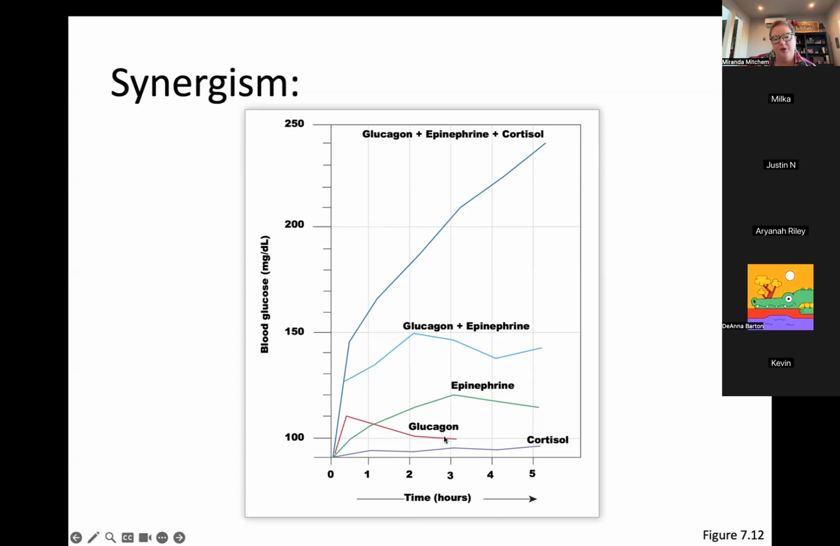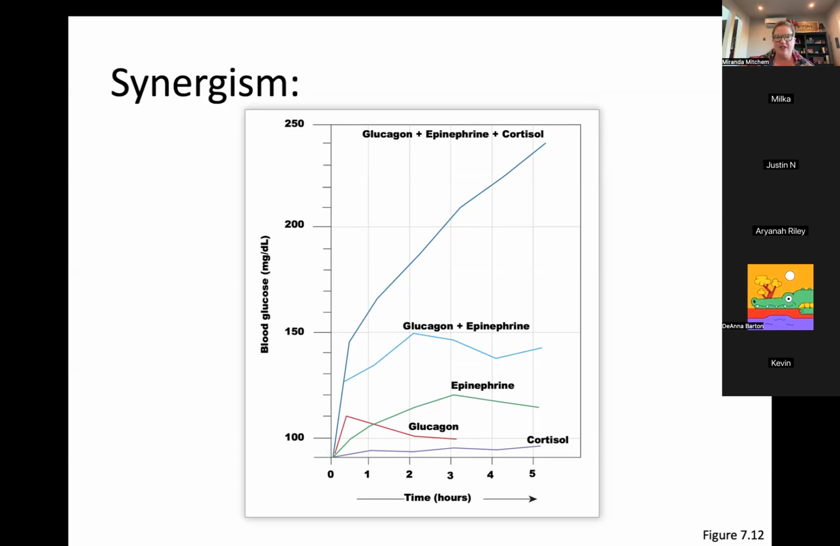If we take the amount from glucagon and the amount from epinephrine and add them together, it's roughly additive. However, when we have cortisol in the mix, then that's when we get this really synergistic effect. And remember, cortisol had no effect on its own. But when it's with glucagon and epinephrine, we get the biggest response. And that's more than adding the individual responses, which is what synergism is.